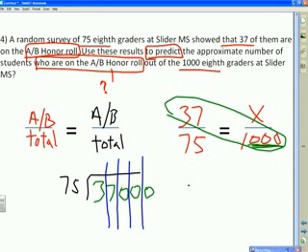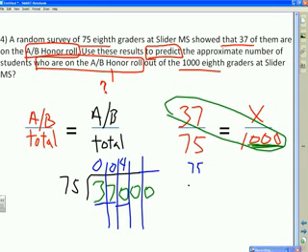Every time you say no, you're going to put a 0 at the top. Can 75 go into a 3? No. Can 75 go into a 37? No. Can 75 go into 300, 3,700, 37,000? Yes, it can. You can do the math off to the side, but it is going to equal 4.